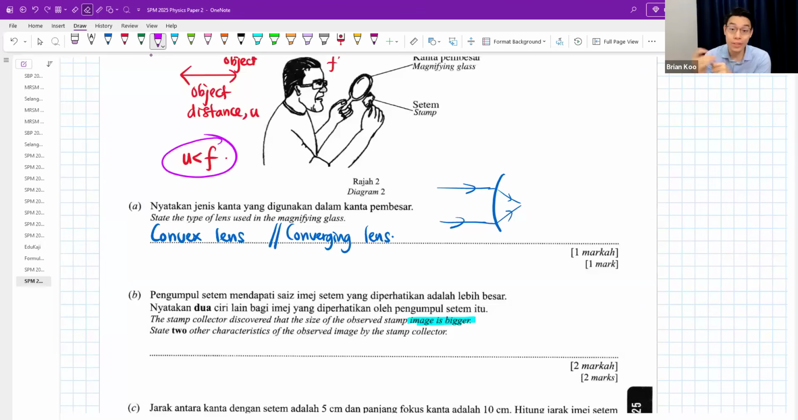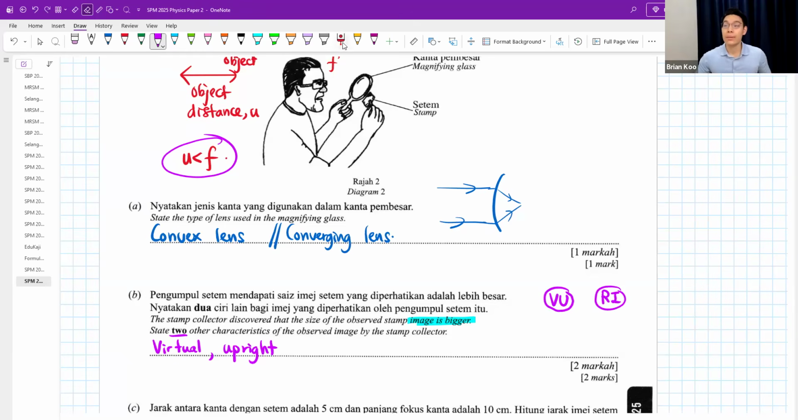And then it is also virtual, because virtual and upright always go together when you look at one lens. Real and inverted also always go together. The answer is that it is virtual and also upright. Or you can say virtual and upright. Okay, you get 2 marks there, just like that.